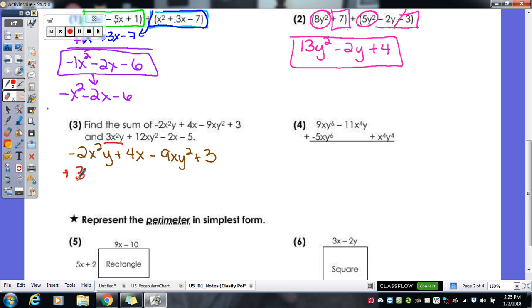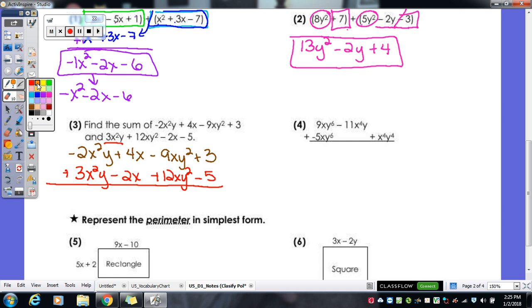So plus 3x squared y. And then I got 12xy squared. So I got to line that up under my negative 9xy squared. Careful, they did switch that order on that second one. And then put my negative 2x under my 4x. And then my negative 5 underneath my 3.